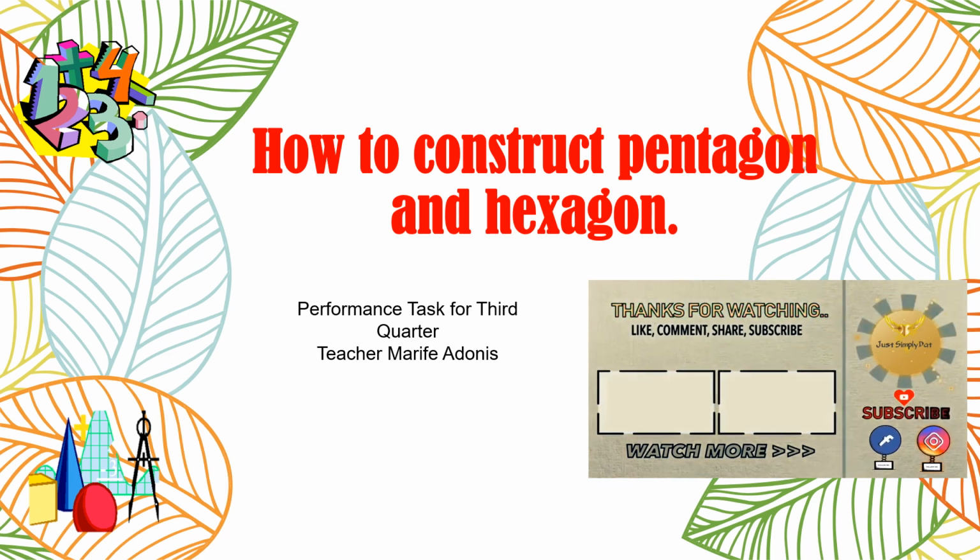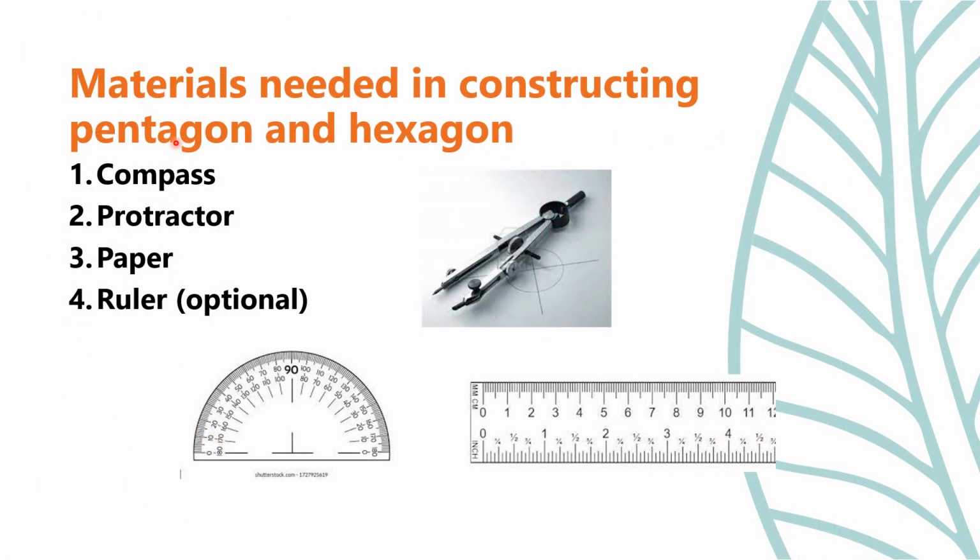Alright. Our lesson for today is how to construct a pentagon and hexagon, and this is your performance task for this third quarter. So these are the materials needed in constructing a pentagon and hexagon. Of course, we need a compass. This is the picture of a compass. Then we have the protractor. Of course, you know already the paper, and you need the ruler, although it's optional. You might need it, so just prepare.